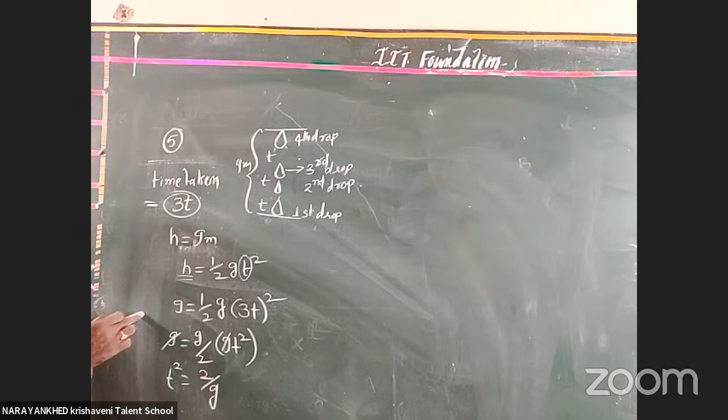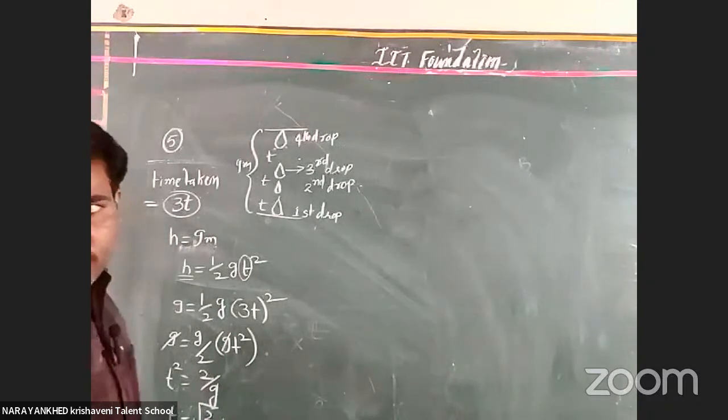Yes, it goes to here and it comes to here. Okay, clear or not? It is what? t square is equal to 2 by g. Now t is equal to what we are taking here? Under root of 2 by g. Understandable or not? It is for this problem.